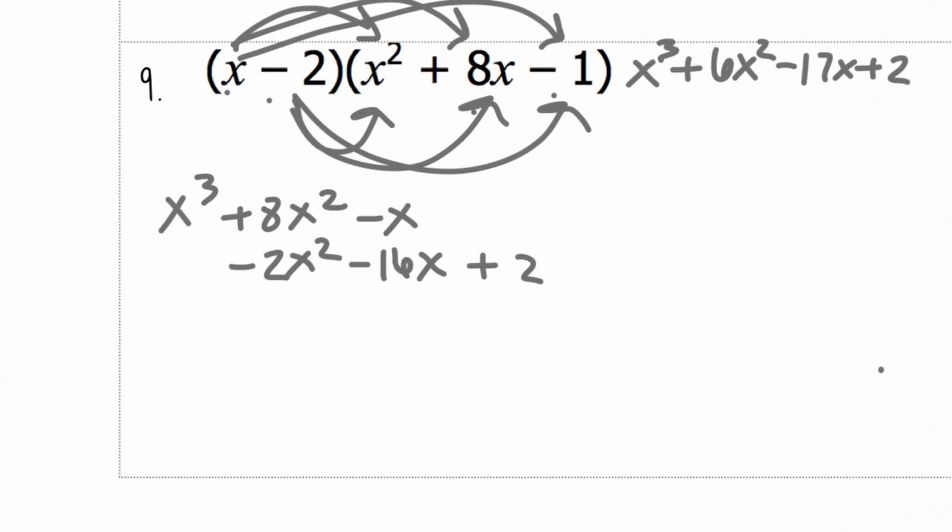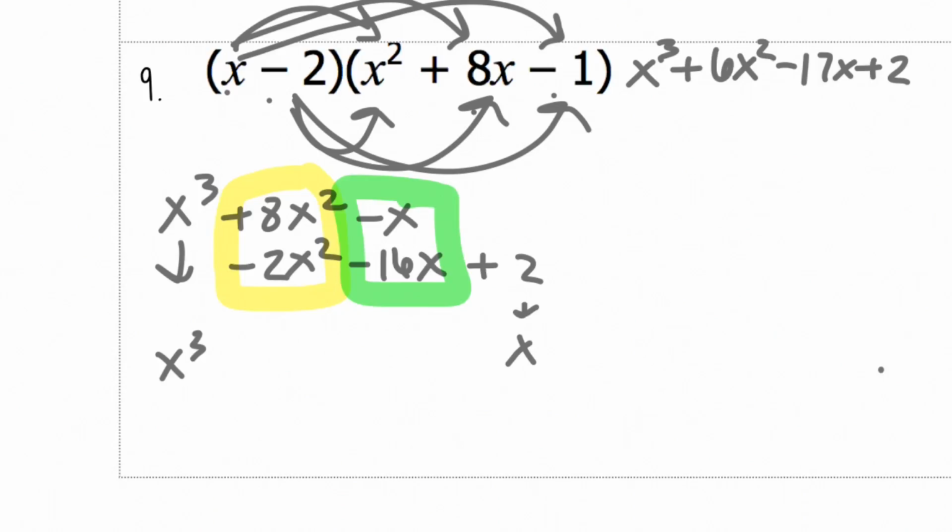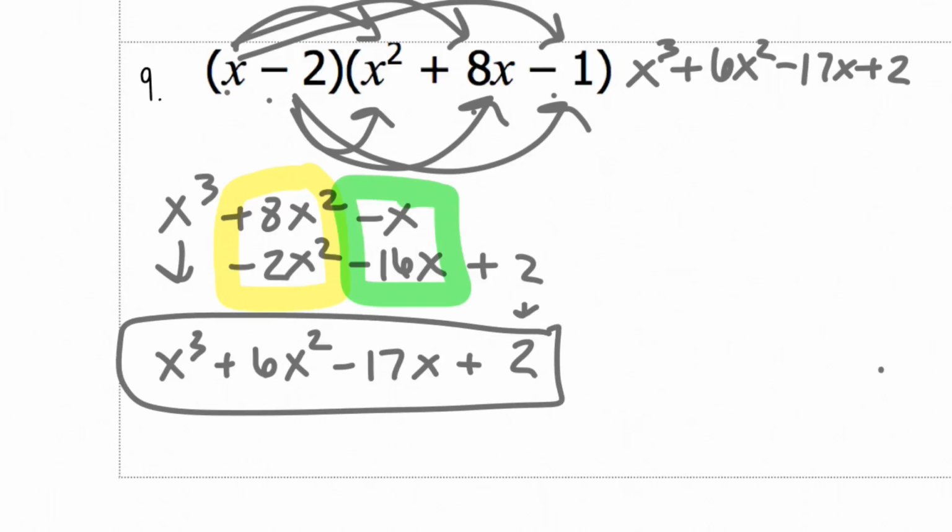And when I do it like this, it helps me see what things need to be grouped together, so I know what needs to be combined. So I know the x cubed doesn't need to be combined, and I know the 2 doesn't need to be combined, so those just stay the way they are. But these two in the middle should be combined. So I have 8x squared, and I'm taking away 2x squared, so that gives me 6x squared that I'm left with. And then in the other one, I have 1 negative x, and I have 16 more negative x's, so altogether I have 17 negative x's, and so that lets me get my final answer.